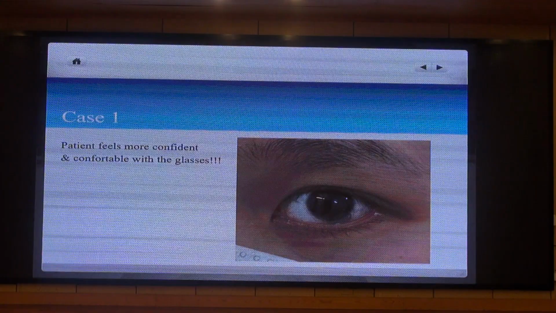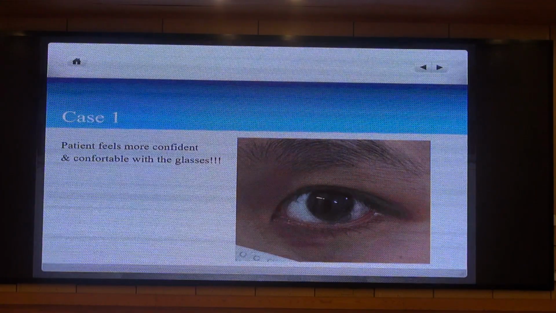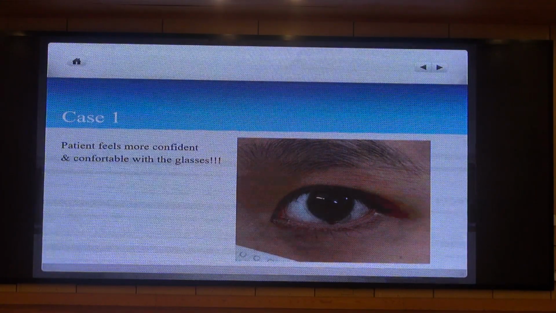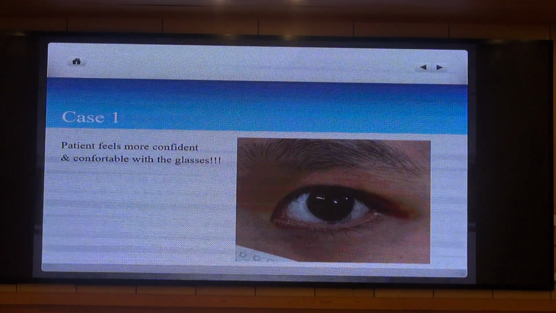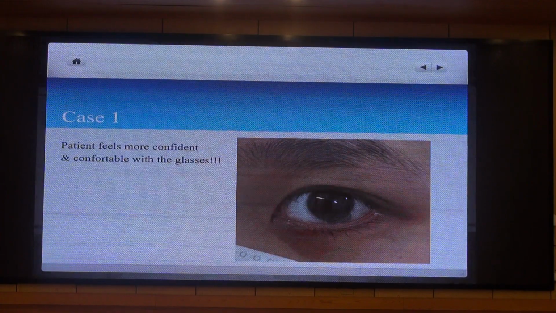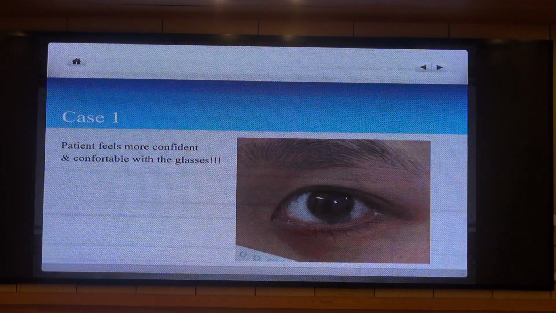And the patient's face after surgery at 7 months: the patient feels more confident and comfortable with the glasses.